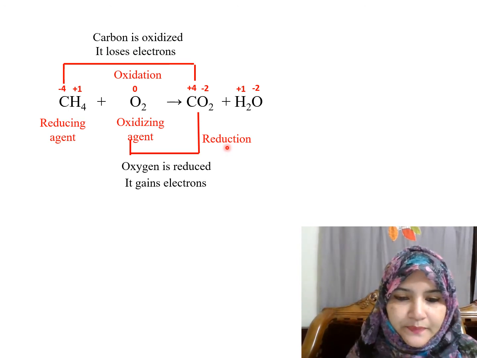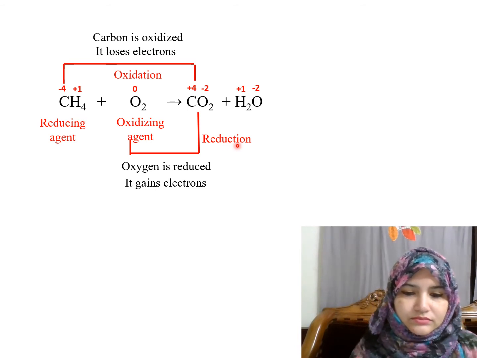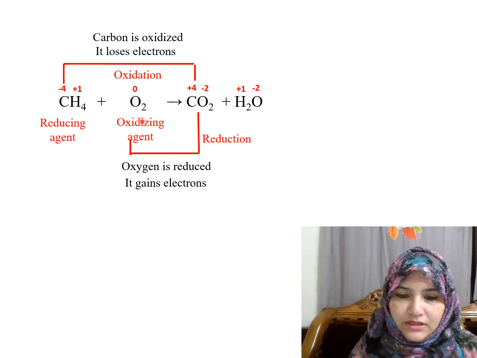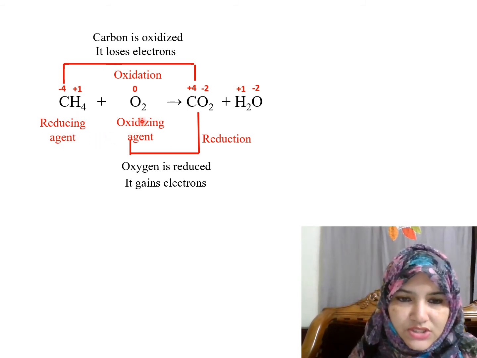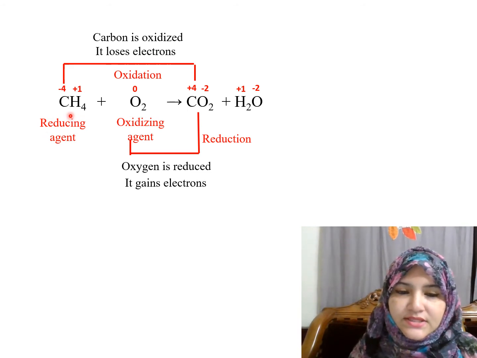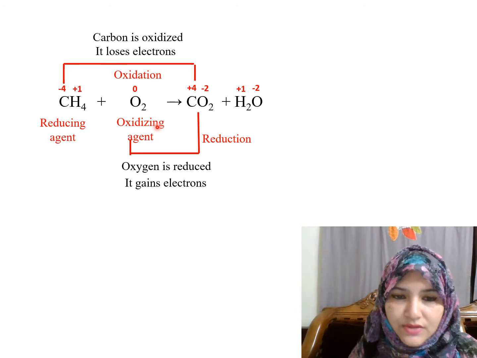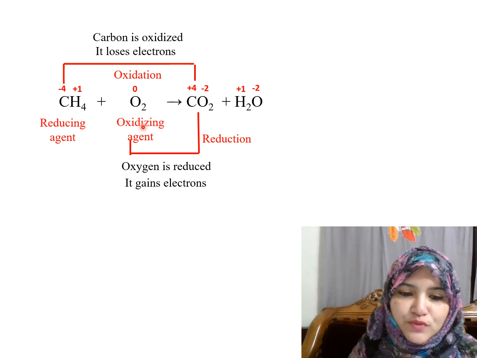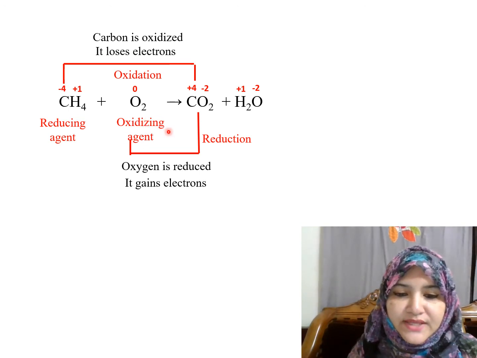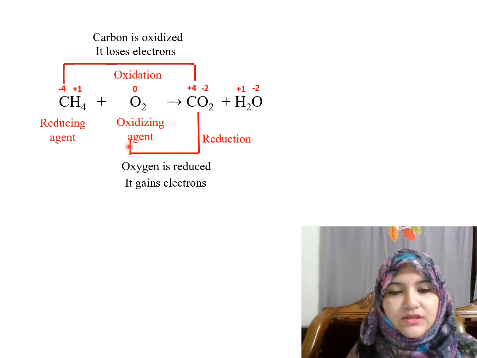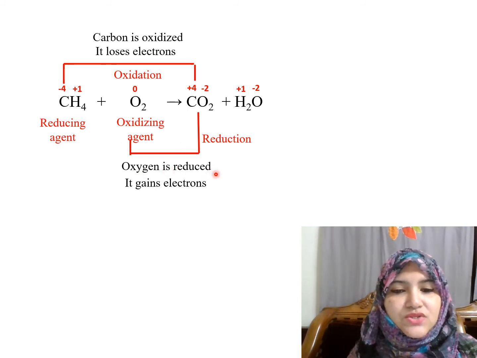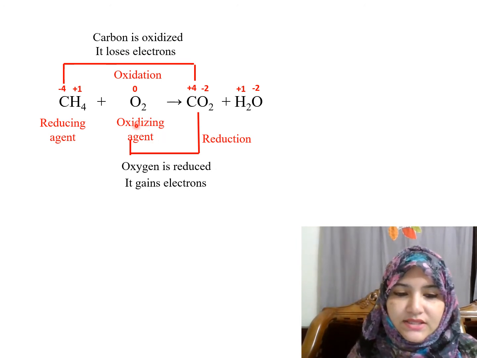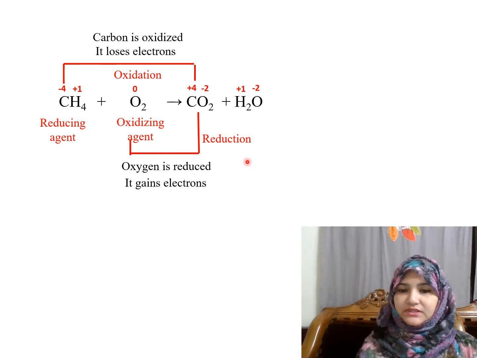That means oxygen is reduced by gaining electrons, and it is the reduction half of this whole redox reaction. Here methane is the reducing agent, and it helps to reduce oxygen. And oxygen gas is being reduced, which makes it the oxidizing agent. Since the oxygen is reduced here, it's the oxidizing agent.